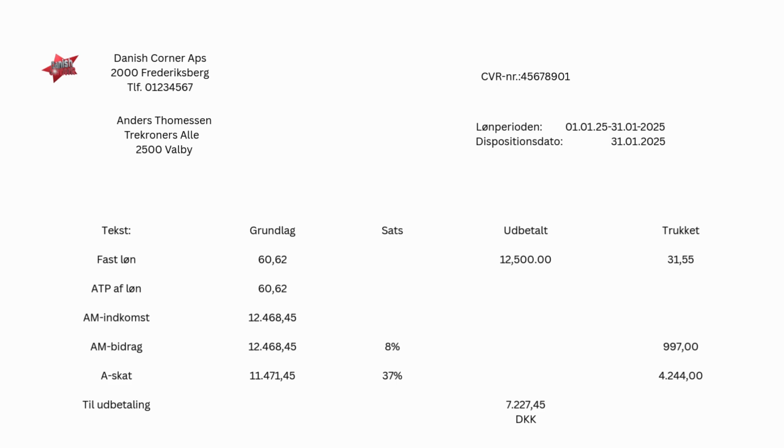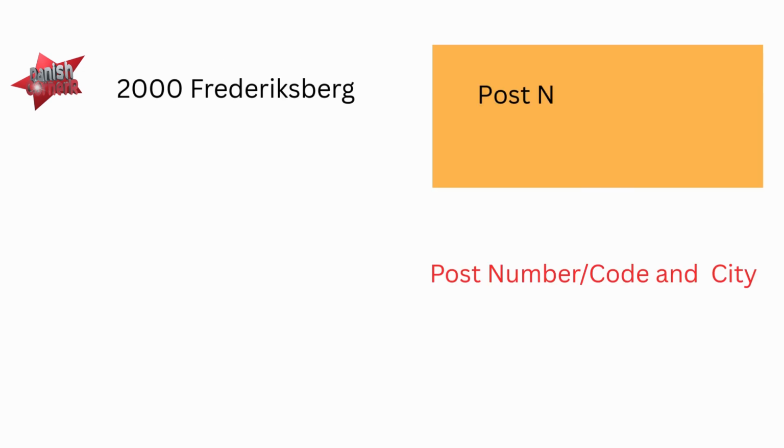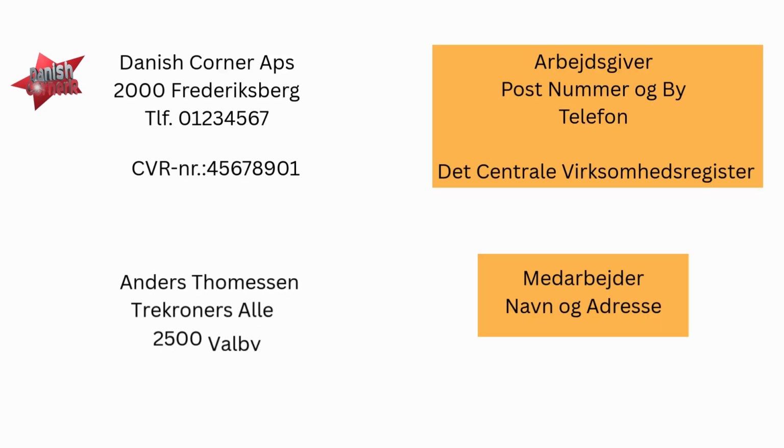What is usually found on the heading of a slip? Usually, it's the company or employer's logo. It is followed by the company or employer's name and employer's address, telephone number, and CVR number. Next to the heading is the employee's information. First is the name and the address of the employee.